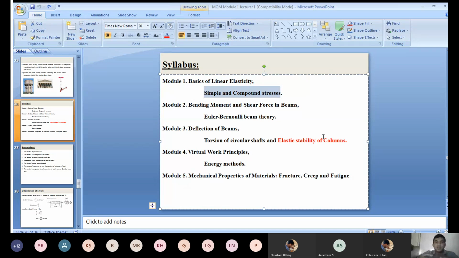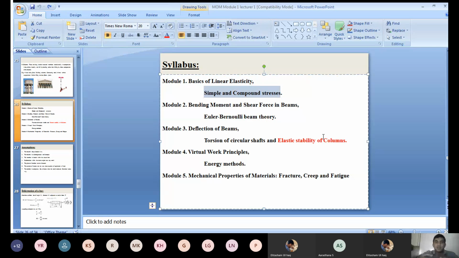Consider a member subject to a tensile load. At the same time, a transverse load also occurs, or an inclined load, or an eccentric load. Then that is called compound stresses.